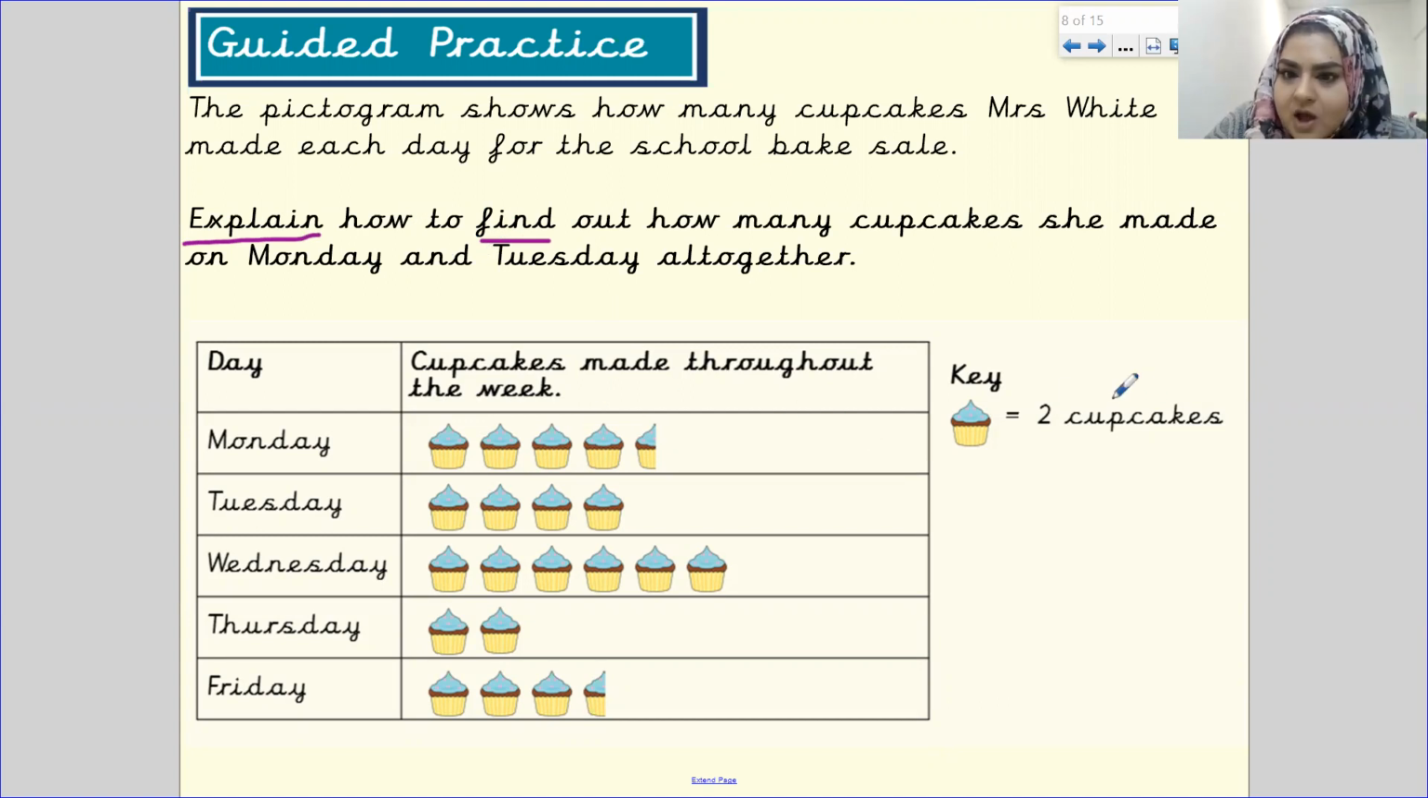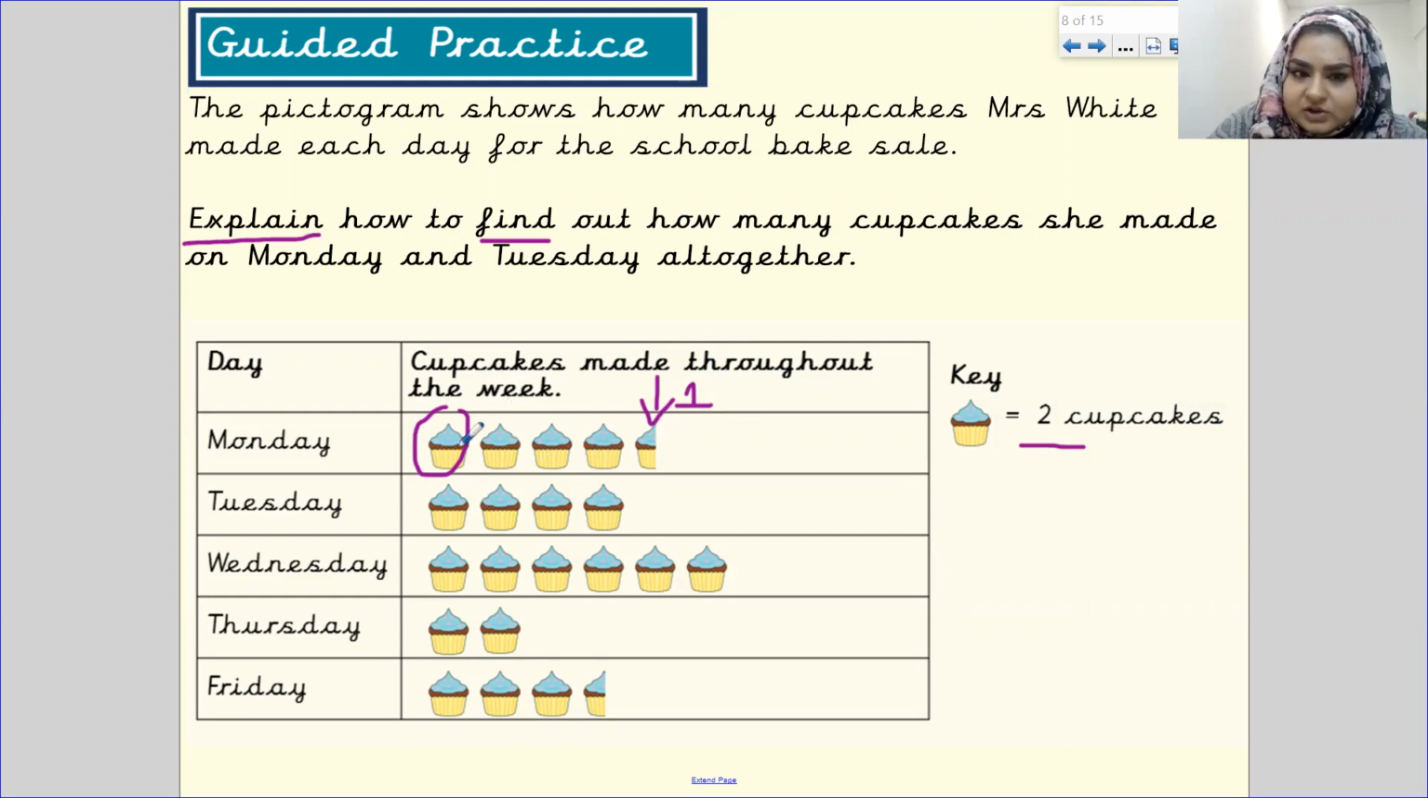So your question says, explain how to find out how many cupcakes she made on Monday and Tuesday altogether. So I know 1 cupcake means 2. But now if I look at this cupcake on Monday, it's half. So I need to work out what half of 2 is, because 1 cupcake means 2, but half a cupcake means another number. So what do you think that means? Fantastic, 1. Okay.